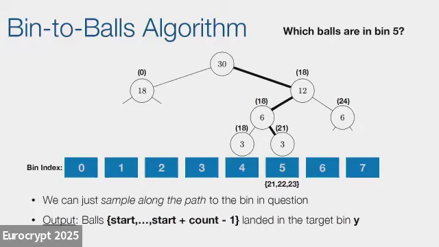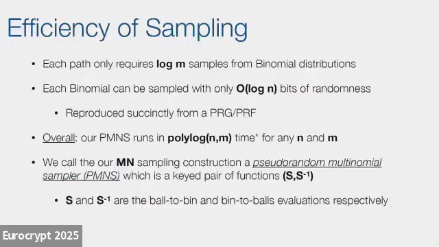And now I know that bin 5 has 3 balls, and the first ball is 21. So I just output 21, 22, and 23. And those are exactly the balls that landed in bin 5. And so this is great.